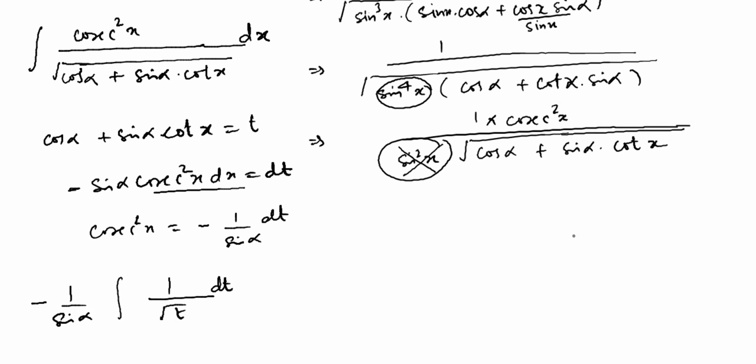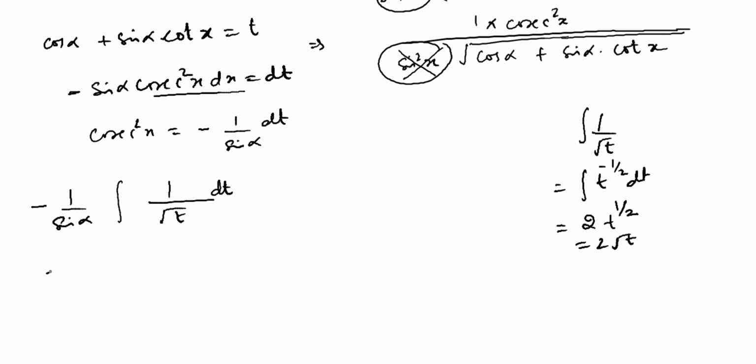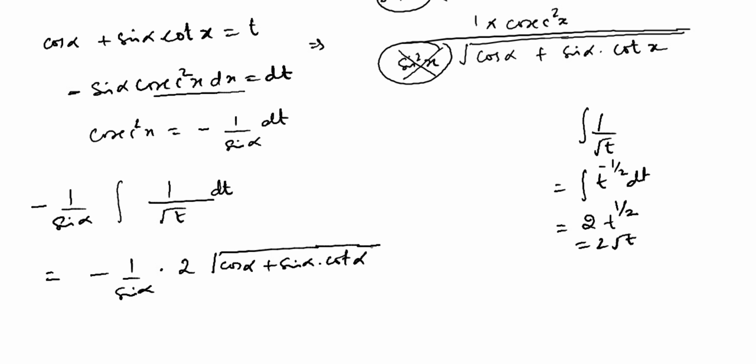Integration of 1 upon root t is equal to integration of t to the power of minus 1 by 2. So this will be equal to 2 times t to the power of 1 by 2, or 2 root t. Therefore, I am going to write this as equal to minus 1 upon sin alpha into 2 times under root of cos alpha plus sin alpha into cot x.